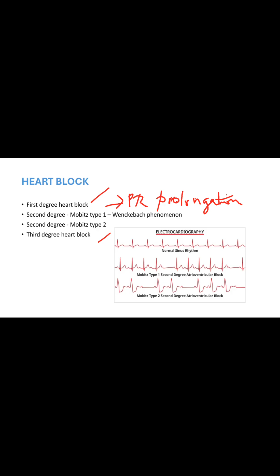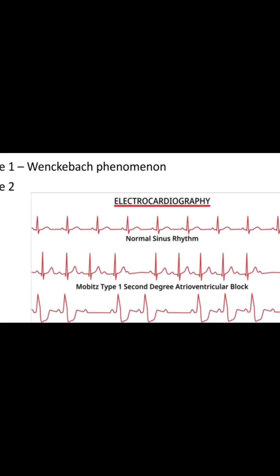In second degree, there are two types. One is called Mobitz type 1 and the other is Mobitz type 2. Mobitz type 1 is also called the Wenckebach phenomenon. What is the Wenckebach phenomenon? You can see here, this is Mobitz type 1, second degree heart block. See, this is P, this is the QRS complex. So this is the initial PR interval.